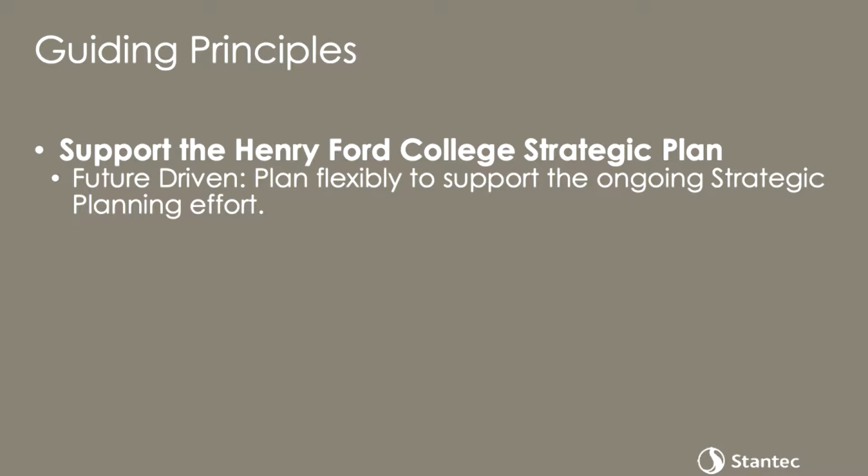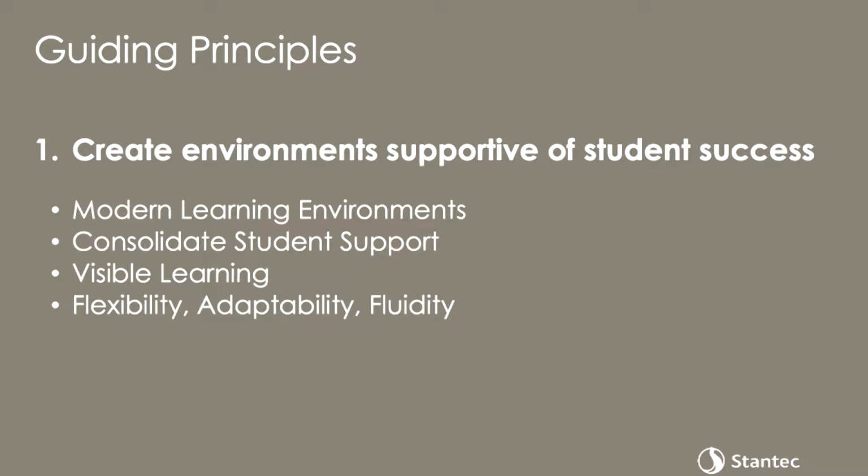The idea that it's future-driven means we needed to plan flexibly enough to support the strategic planning effort that was happening at exactly the same time as the master plan. We needed to create environments supportive of student success. That's modernizing the learning environments, consolidating student academic support, making learning visible. Give the students something where they can showcase what they're doing outside of the classroom, outside of the lab. And then definitely flexibility that allows rapid change in the classroom and the other academic spaces, adaptability over time, so that in 5 years you don't look back and go, what were we thinking?